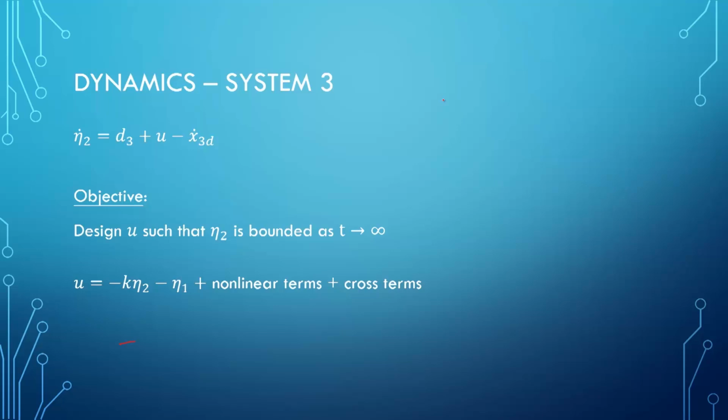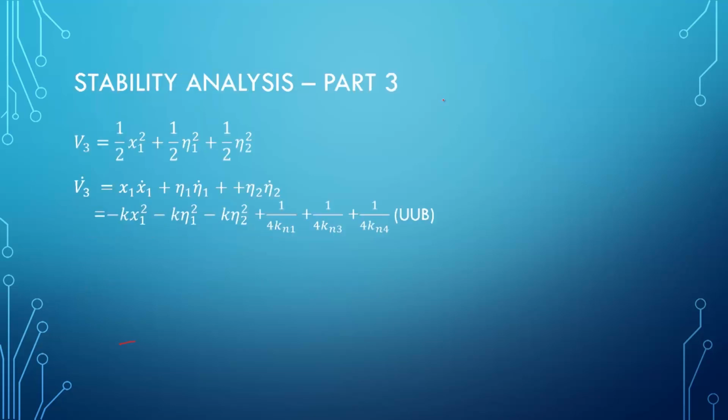But the procedure is the same, right? Here's the feedback term, and eta 1 is the cross term to cancel out another cross term in the second system or first system, the nonlinear term and other cross terms. Finally you combine the three Lyapunov functions from system 1, system 2, and system 3. You will see that it's a UUB result. These are good terms and some constants, and these constants can be decreased by increasing the control gains, Kn1, Kn3, Kn4.